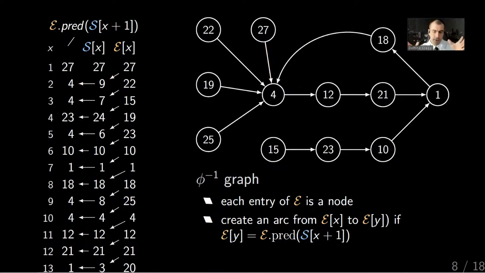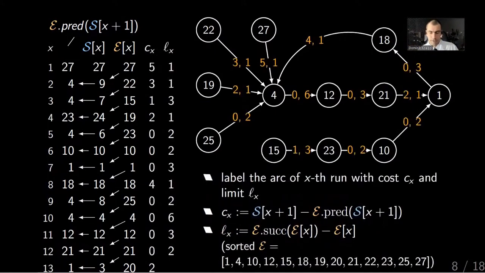And we don't just create this graph, we also label the arcs. Next slide, please. And what we do is that each arc has a so-called cost and a limit. And the cost is defined as follows: you take the difference between this value and its predecessor in the next column. Like for 27, you go down, you go to the 9, but 9 is not the direct predecessor, but 4 is the predecessor. So the cost is the difference, which is 5. And the limit: if you take a value in E, you want to store where the next value in E is. So this tells you, for instance, for 22 in the second row, that the limit is 1 because there's 23 in E. Okay.